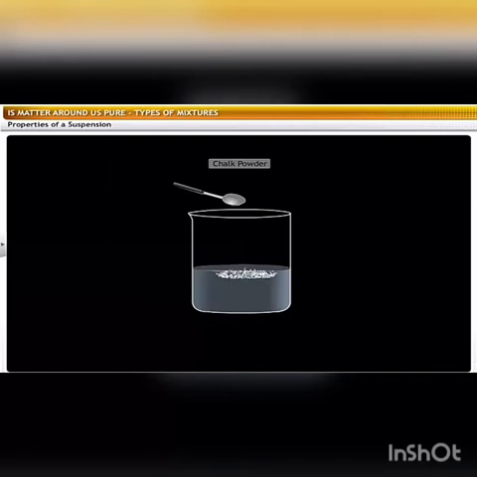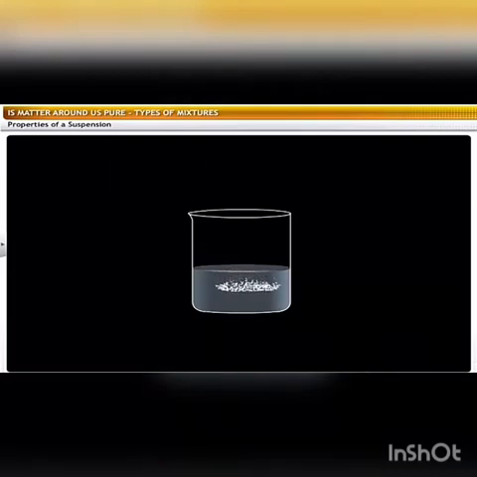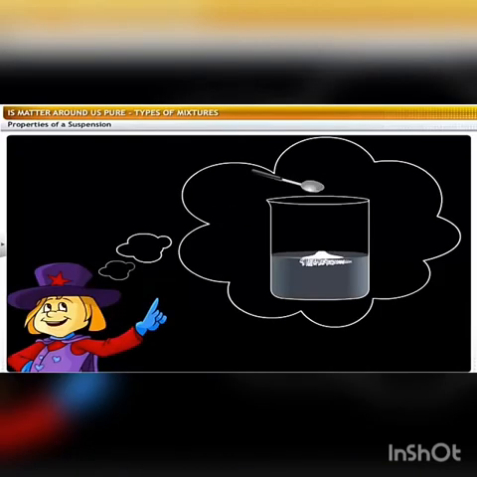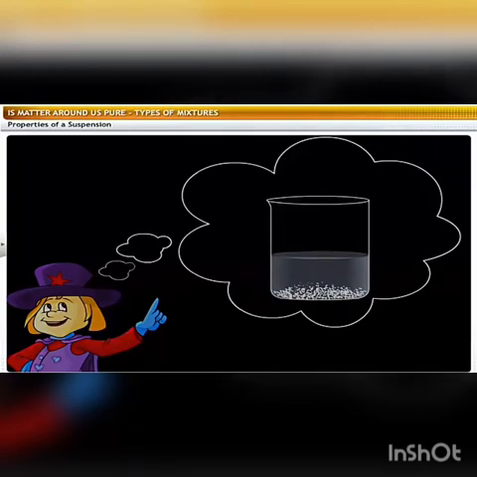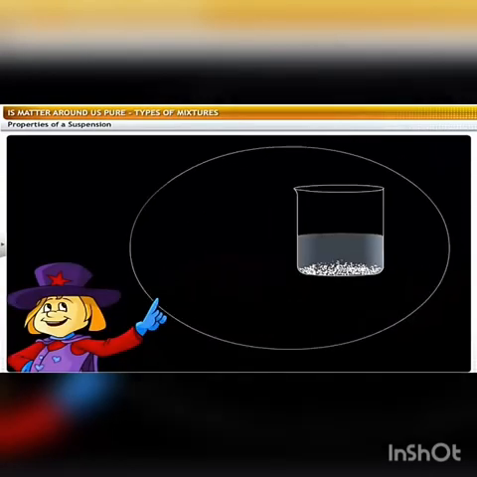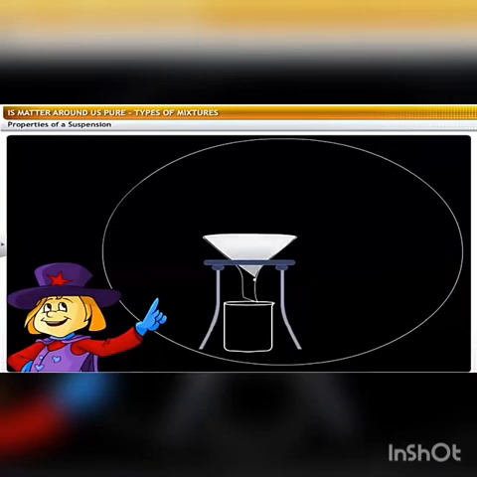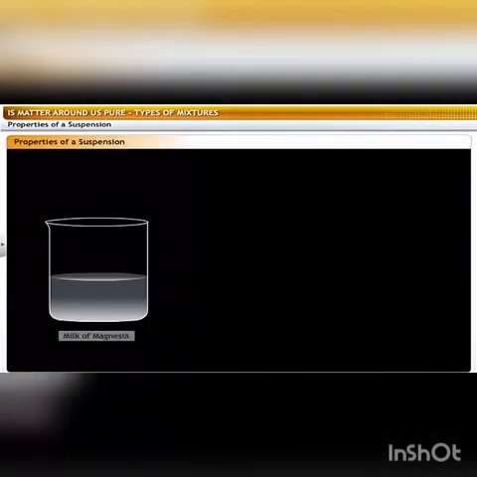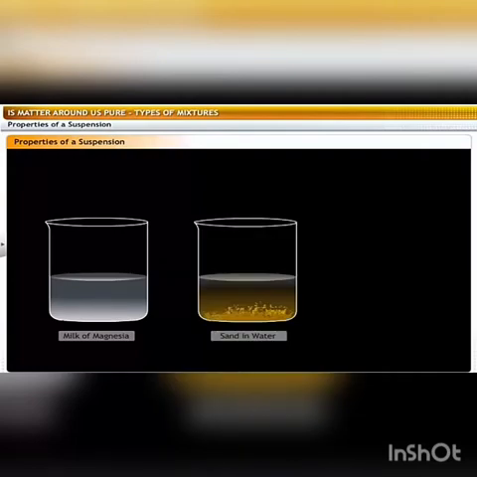A suspension is a heterogeneous mixture in which the solute particles do not dissolve and remain suspended throughout the solvent. The solute particles can be seen with the naked eye. Aha! So that's why when I added chalk powder to the beaker of water, it didn't dissolve. Exactly. The mixture of chalk powder and water is an example of a suspension. Other examples of suspensions include milk of magnesia, sand in water, and flour in water.